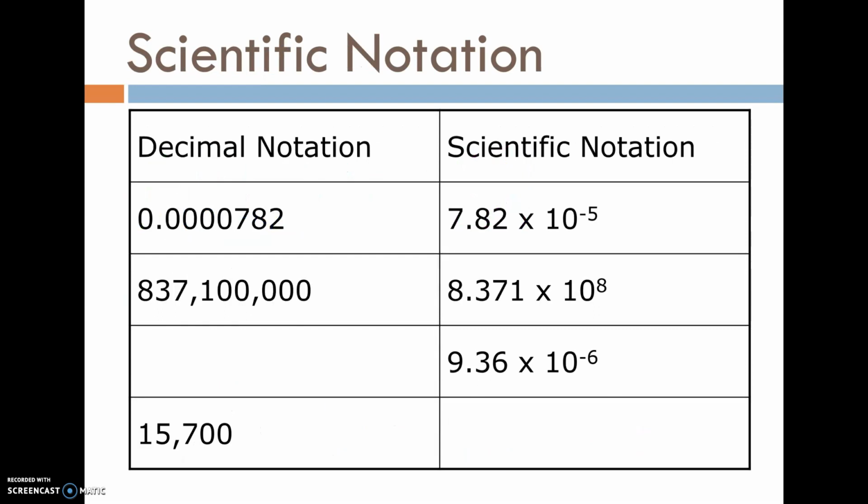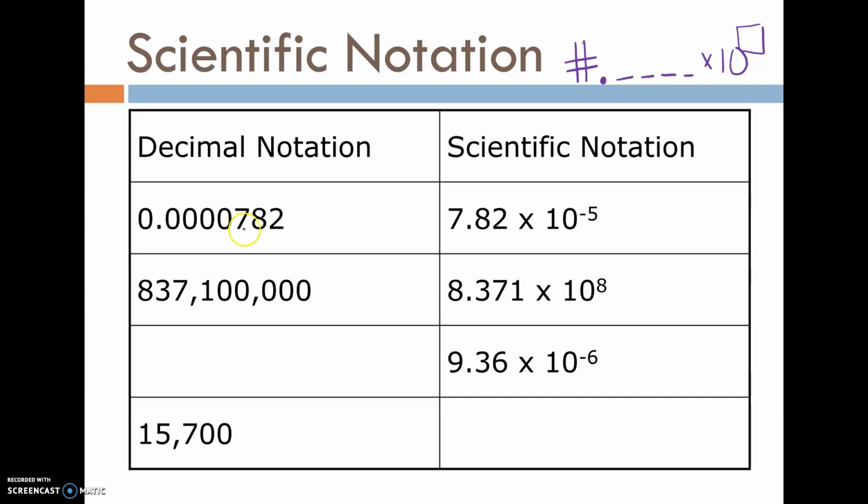Scientific notation is all about having one digit and then your decimal point and then however many digits after, times 10 to the something. If that exponent is positive, your original number was bigger than 1. If that exponent is negative, your original number was smaller than 1.